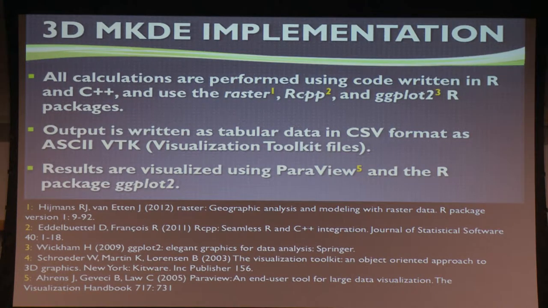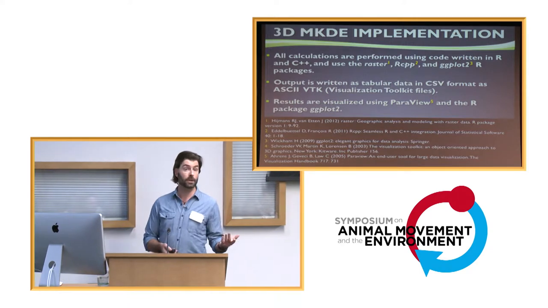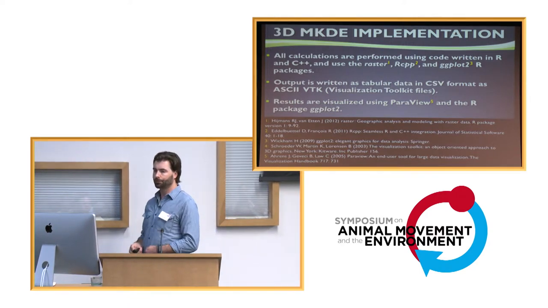So for the geeks out here, this is how we computed it. We used code written in R and C++ with a bunch of other R packages. The outputs are written in CSV as well as ASCII and VTK files for visualization. And it's all visualized using ParaView, which is a really fantastic free-to-download visualization package.